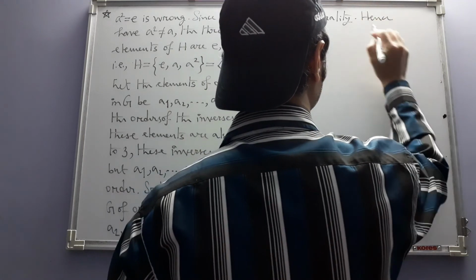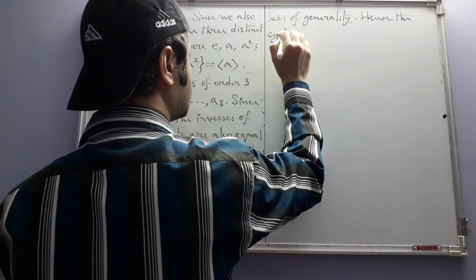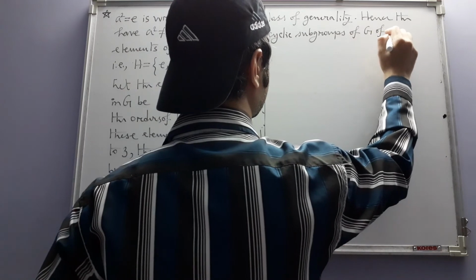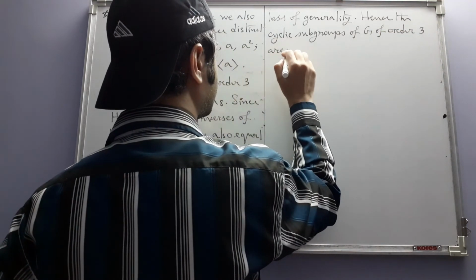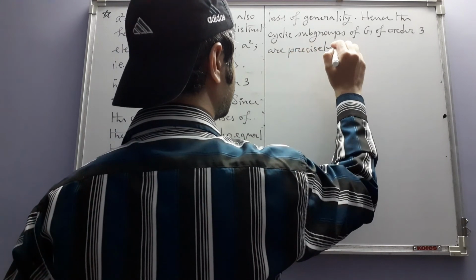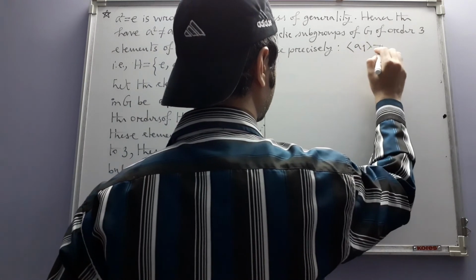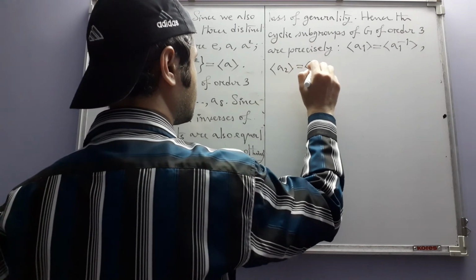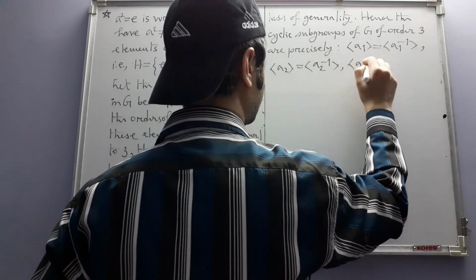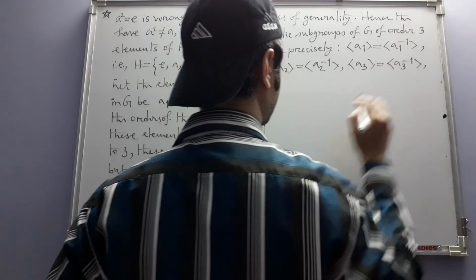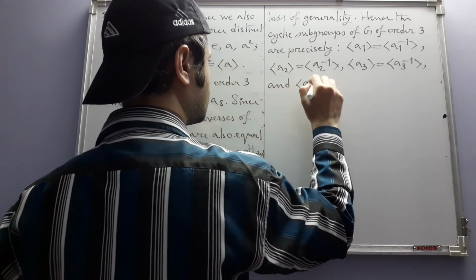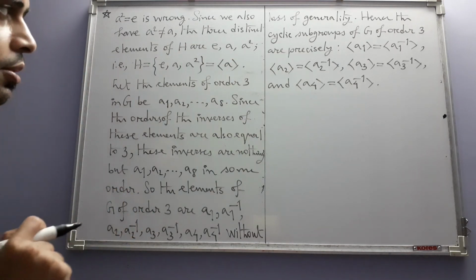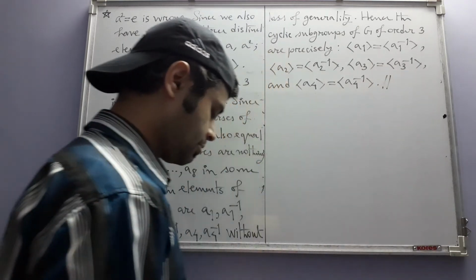Hence, taking everything into consideration, the cyclic subgroups of G of order 3 are precisely these: A1, and so G has exactly 4 cyclic subgroups of order 3. So this completes the solution.